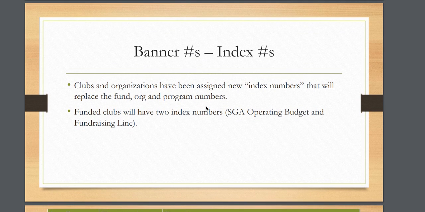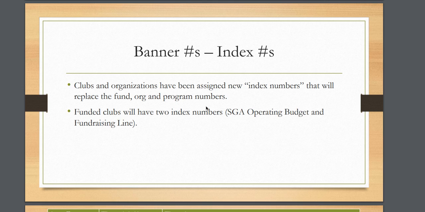Your budgets also come with an account number or index number, and you have two budgets. You have an SGA operating budget that has its own index number and a fundraising budget that has its own index number. If you don't have your index number, you can always come into the Office of Student Involvement, and one of our student workers or staff members can help you get that number. It's also uploaded onto OwlConnect in the campus links section as well.